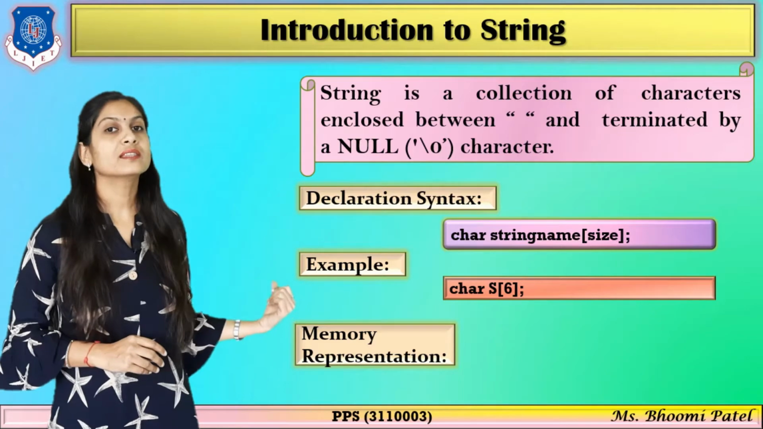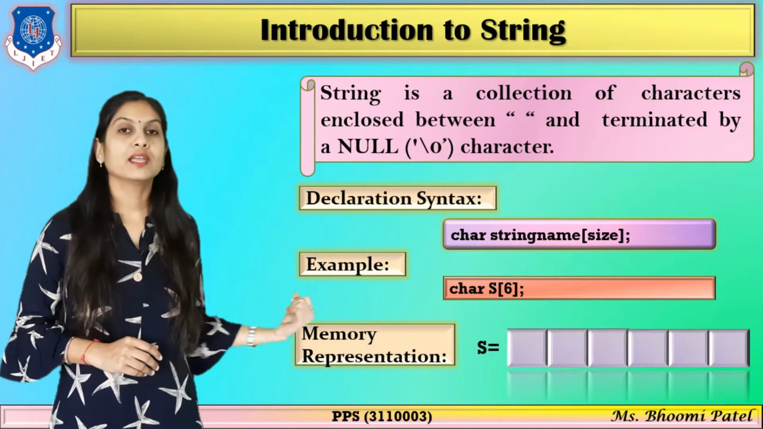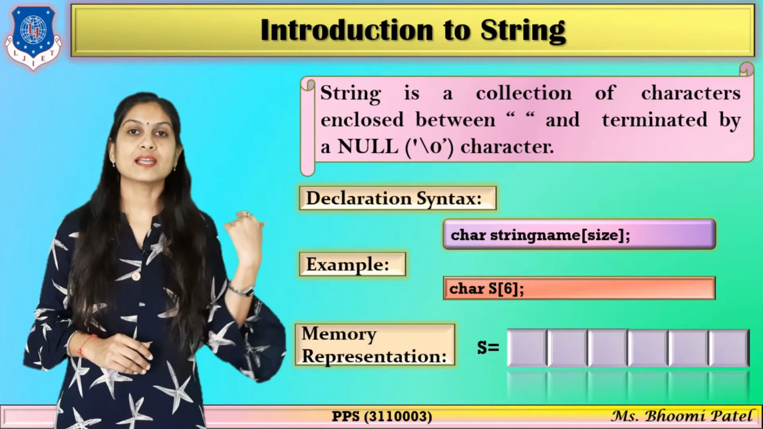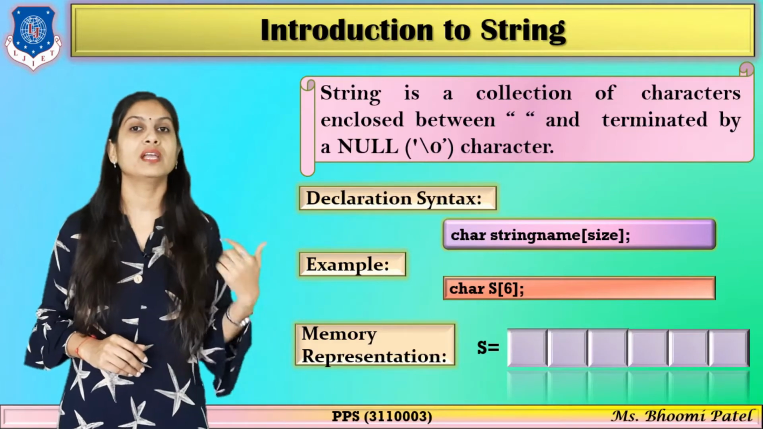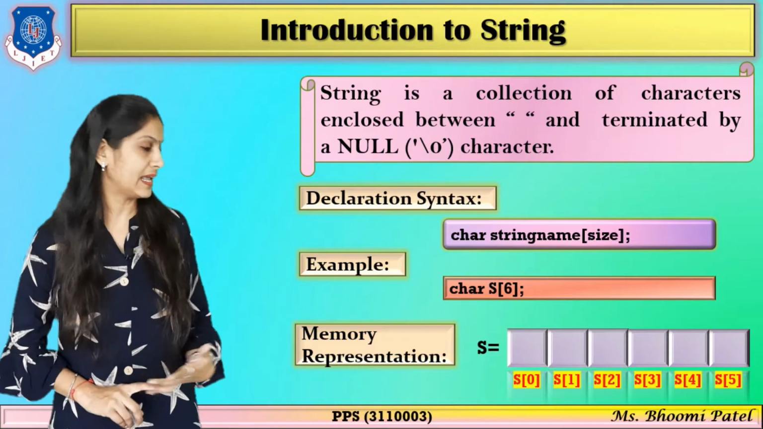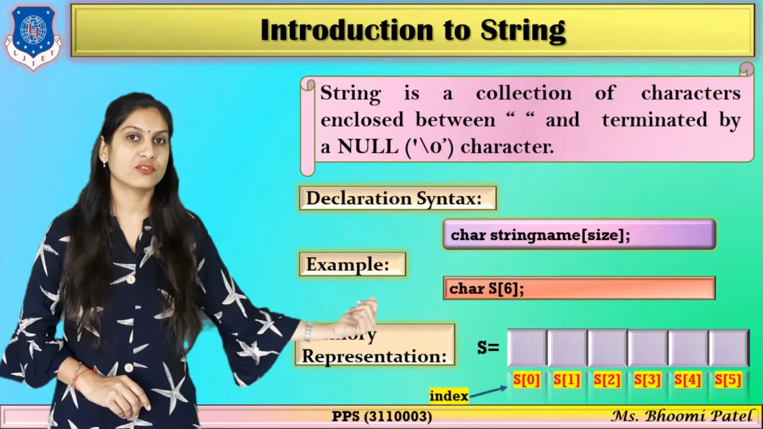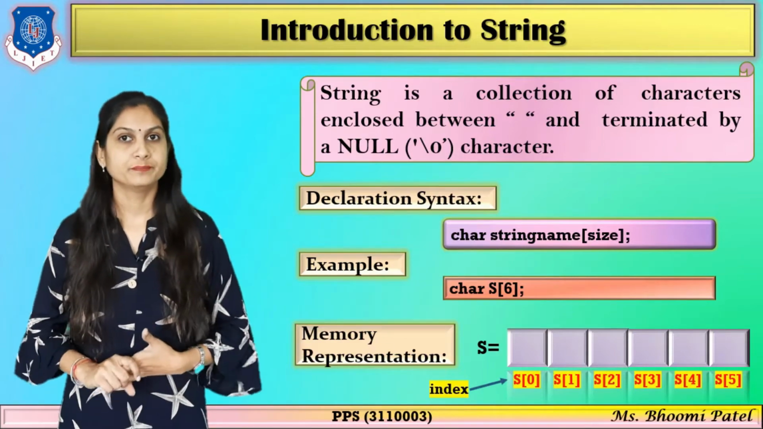Now let's see the memory representation. Here the memory is allocated; a character occupies only 1 byte, so a total of 6 bytes will be allocated with indexes like S[0], S[1], S[2] and onwards.